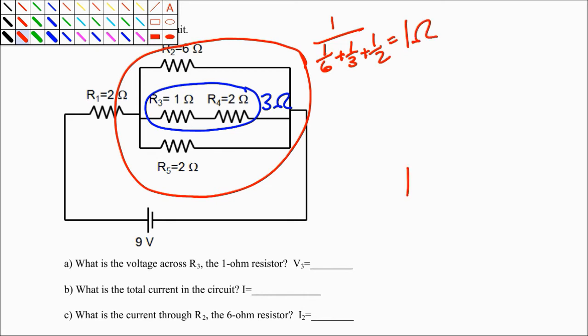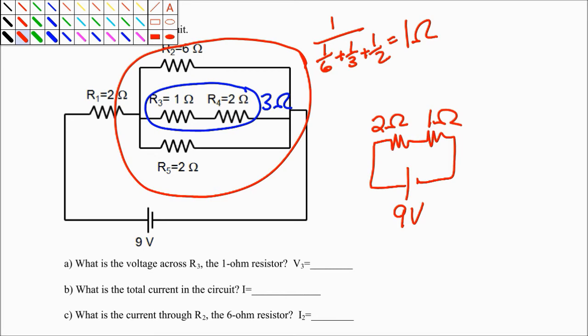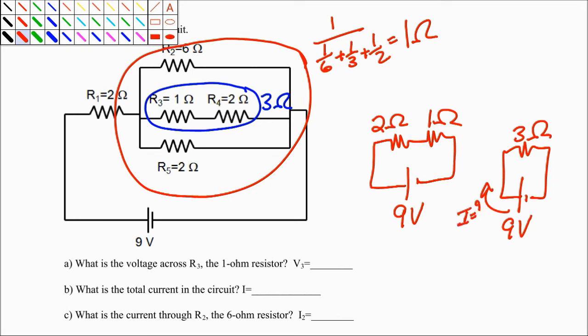And so I'm left with a 9 volt battery and 2 resistors in series. That's a 2 ohm and a 1 ohm. That I can find the total current. This is just a 3 ohm. So that means that I have a current here equal to V over R, 9 over 3. So my total current is 3 amps. I want to know the voltage across R3 and the current through R2. Let's first find the current through R2 because that's a little easier.